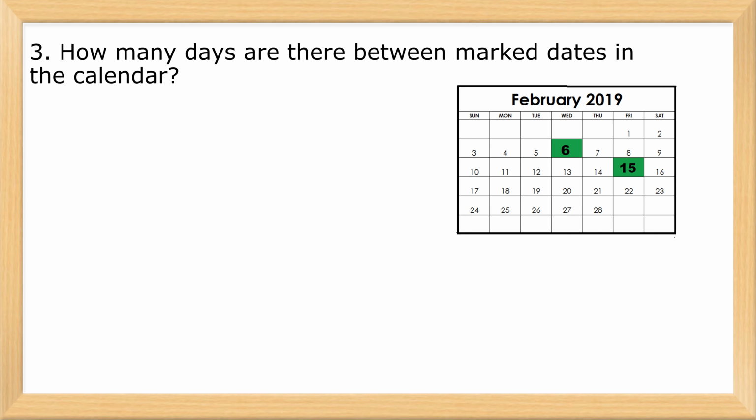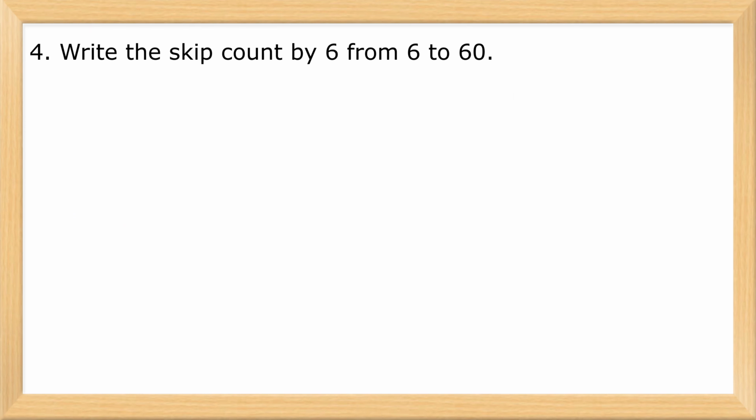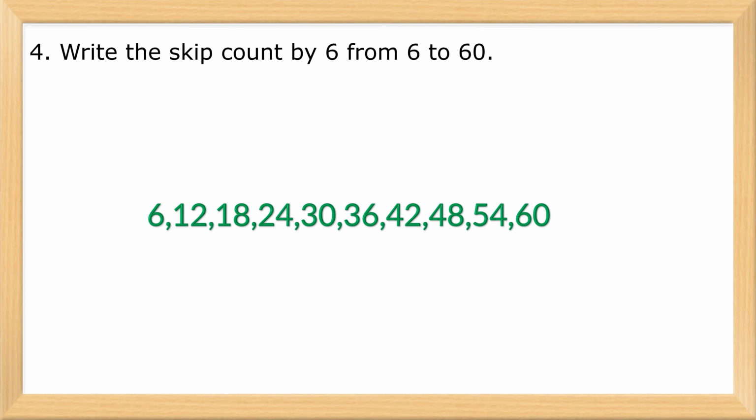Three. How many days are there between marked dates in the calendar? 8 days. Four. Write the skip count by 6 from 6 to 60. 6, 12, 18, 24, 30, 36, 42, 48, 54, 60.